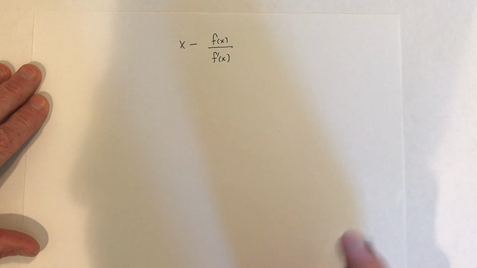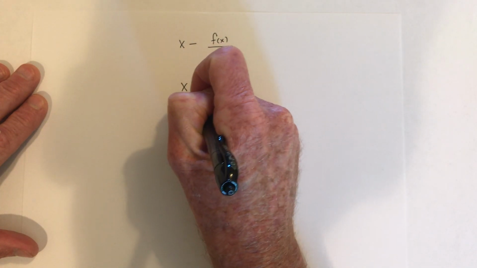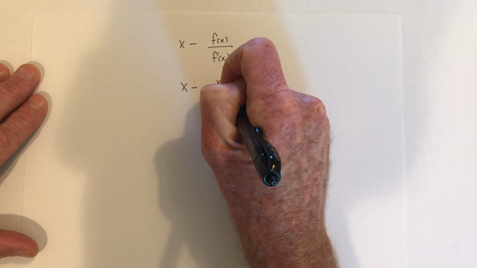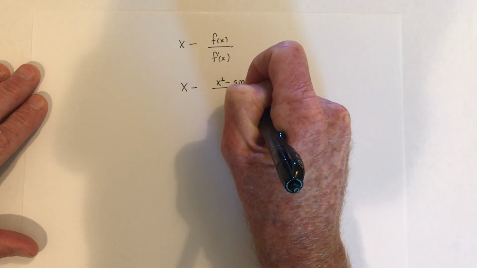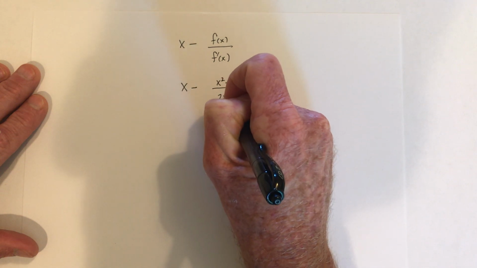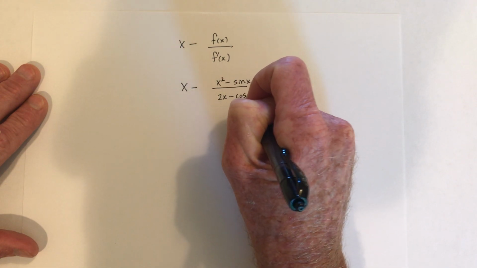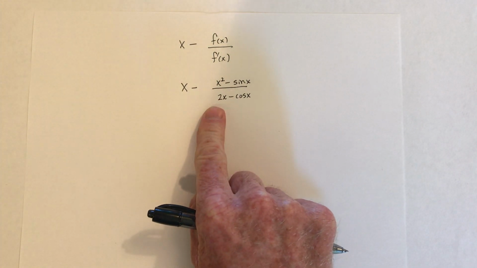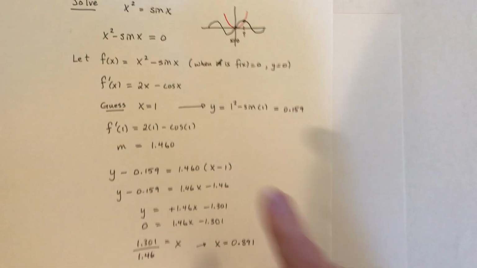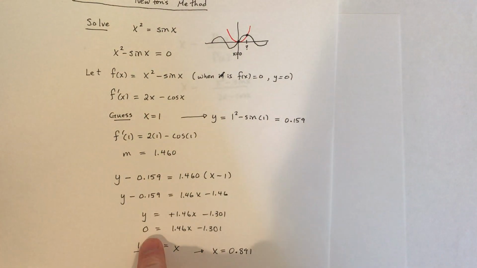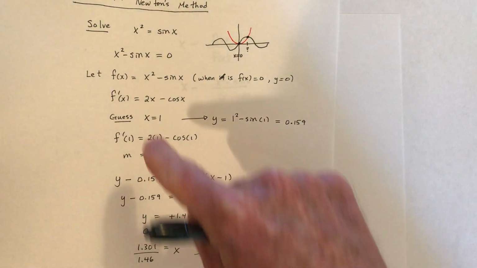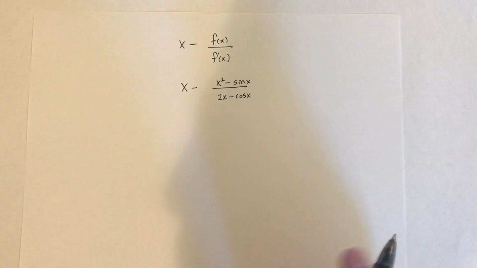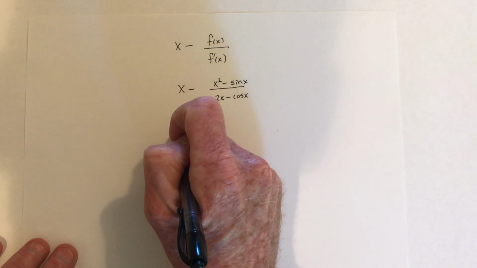So in this case, it's going to be x minus, the function was x squared minus sine x. The derivative was 2x minus cosine x. So not only does that right there replace all of this algebra, but also because we're going to need to do it repeatedly, it's going to save us a lot of work. So I'm going to start over.